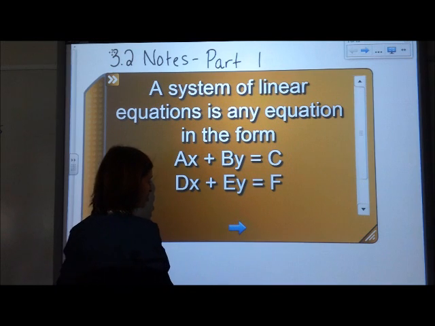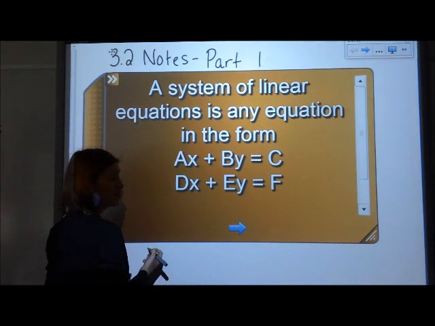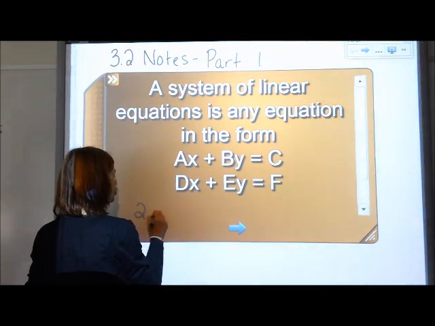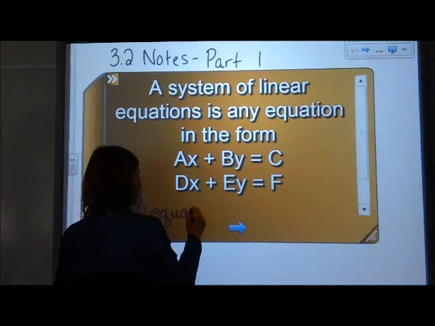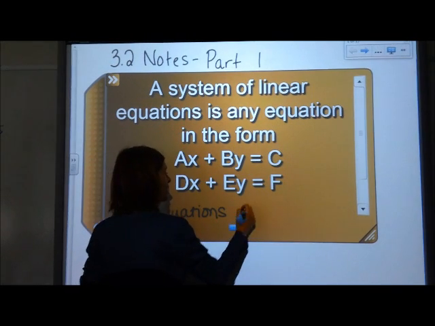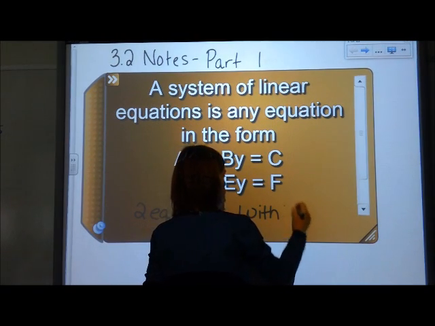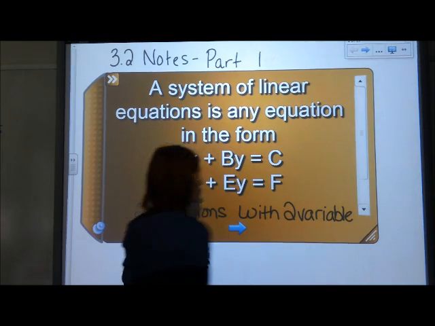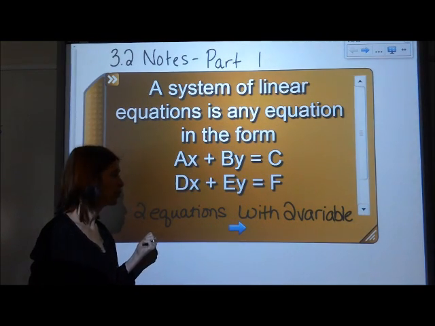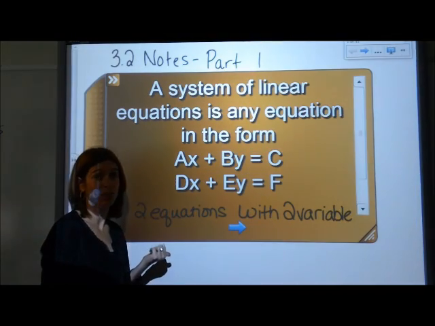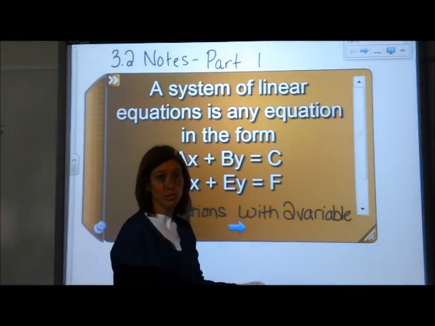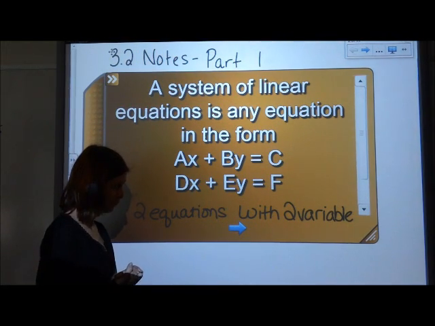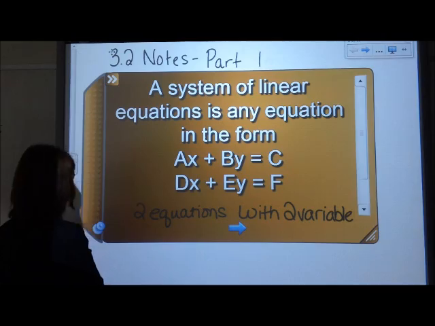Well, one of the things I said to you yesterday about a system of linear equations, more in our own words, is that it's two linear equations with two variables. In order for it to be a system, it has to be two equations, and it has to have those two variables for us. Okay, so I'm going to give you a second to write that down, and we're going to keep going.